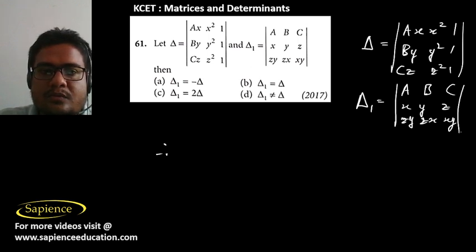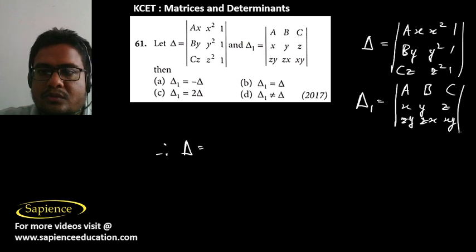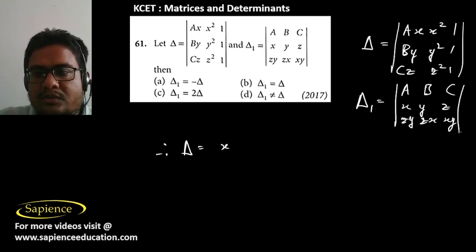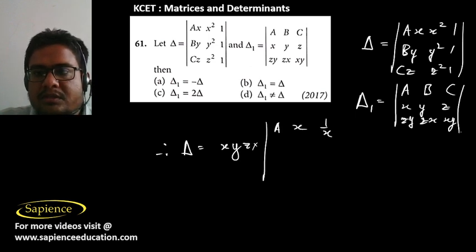So from the determinant delta we can take x as common from the first row, then we will have x outside, and y as common from the second row, then into y, and z as common from the third row, then into z. Inside I will have a, x, 1 by x, and this will be b, y, 1 by y, this will be c, z, 1 by z.